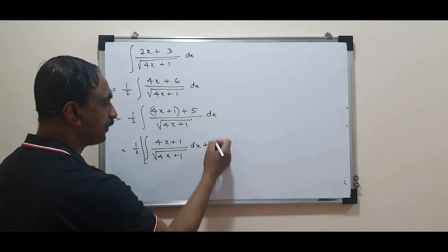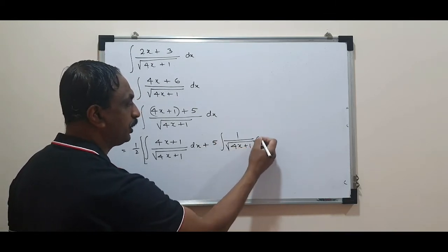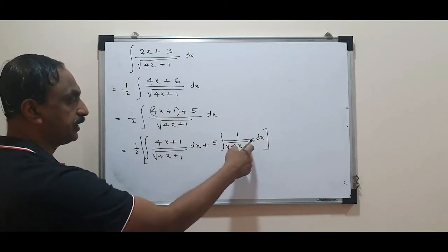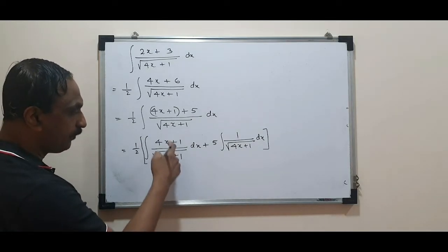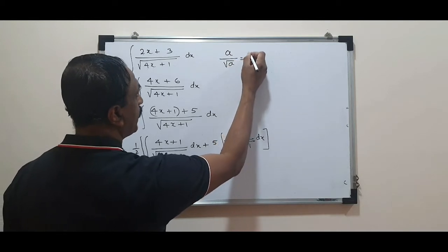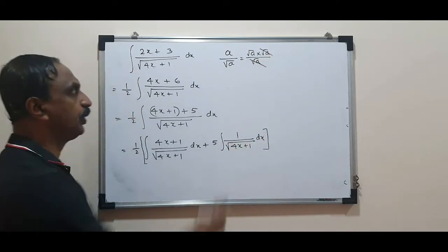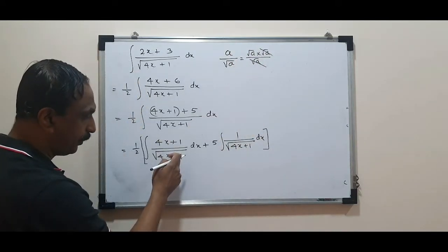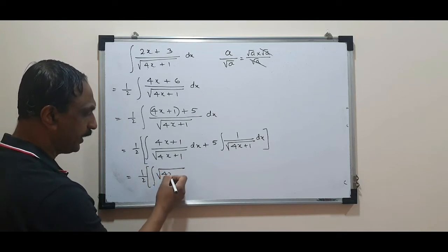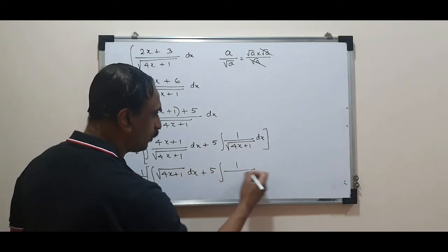dx plus this 5 is a constant, integral 1 upon root (4x plus 1). I have not written too many steps here. This upon this is a first integral. This upon this is a second integral. Now there is a common factor you can cancel. You know that a upon root a, a can be written as root a into root a. So that one root a can be cancelled. So a upon root a is root a. So 1 by 2 integral root of (4x plus 1) dx plus 5 integral 1 upon root (4x plus 1) dx.